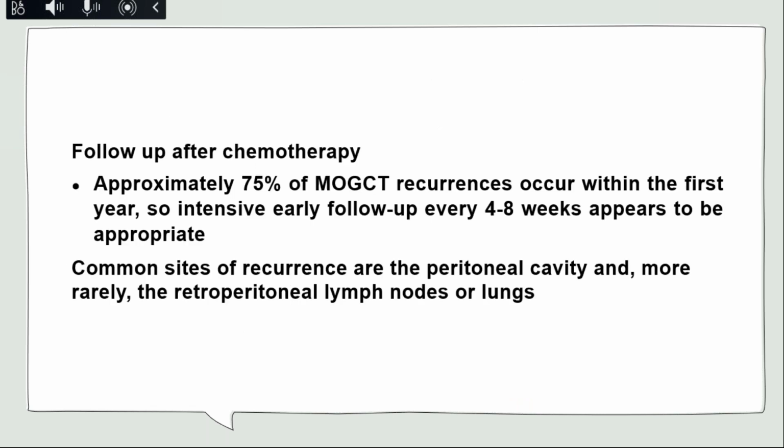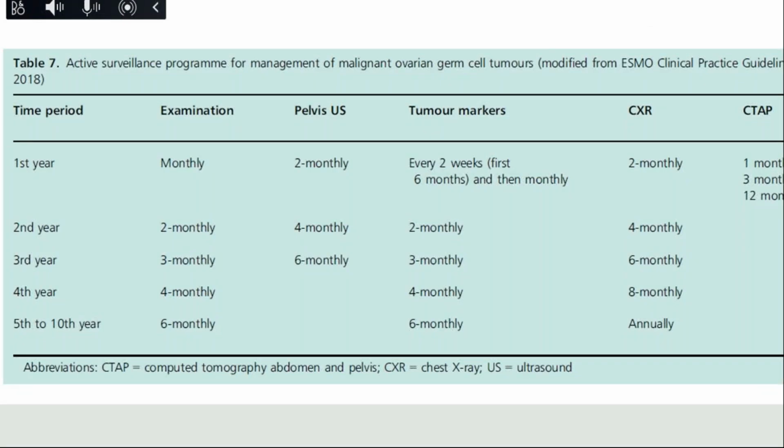Okay, so what is the follow-up after chemotherapy? Approximately 75% of the tumor recurrences occur within the first year. So intensive early follow-up every 4 to 8 weeks appears to be appropriate. The common sites of recurrence are the peritoneal cavity, and it can also occur in the retroperitoneal lymph nodes and lungs.